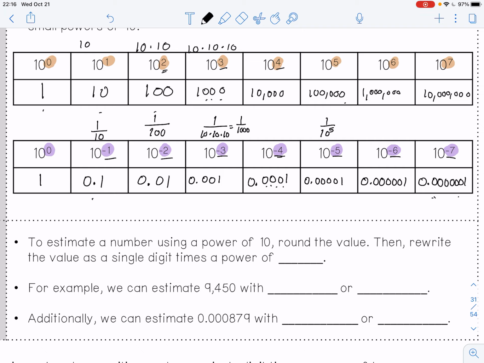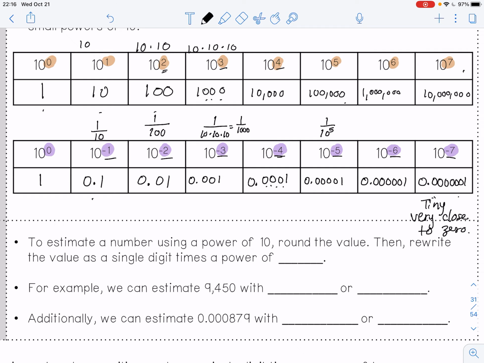So this is a 10th, and down here this is a 10 millionth, and a 10 millionth is a very, very tiny number, and it's very close to 0. Okay, so the bigger the negative exponent, the tinier the number is. And then the bigger the positive exponent, the bigger the number is. Okay, so you need to keep that in mind down here when we start the scientific notation.